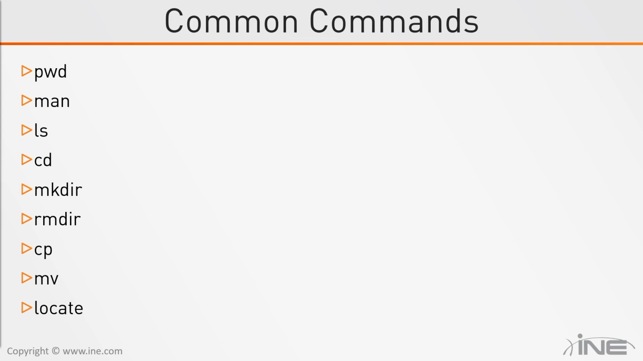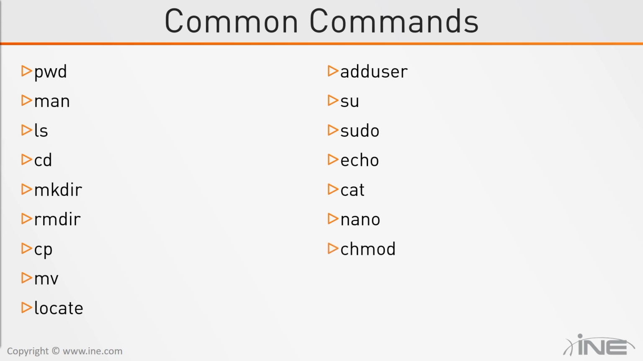Locate allows you to search for specific files and folders. Adduser allows you to add a user, as it sounds. su is for switch user. Sudo is to elevate your rights to that of root. Echo echoes a command or syntax that you type in. Cat is concatenate. It just reads back a file that you select. Nano is a text editor using the command line. Chmod is for change mode, that is for changing file permissions.